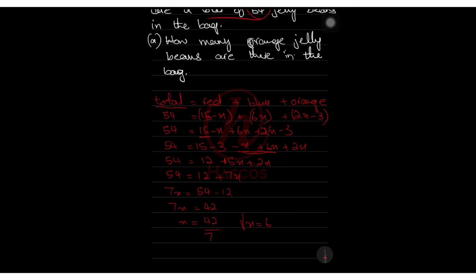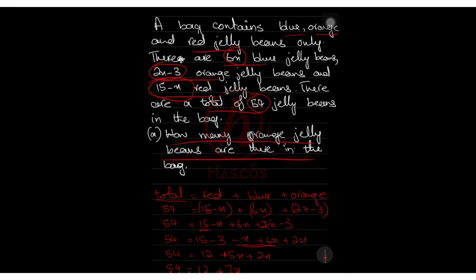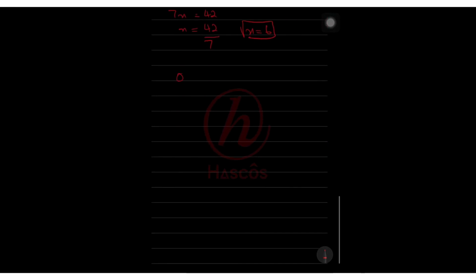So we have the value of x, but the question was asking for how many orange jelly beans were there. We knew that the number of orange jelly beans was 2x minus 3. We know the value of x, so we plug in the value of x instead of x over here. It's going to be 12 minus 3. It's going to be 9. So the number of orange jelly beans are 9.